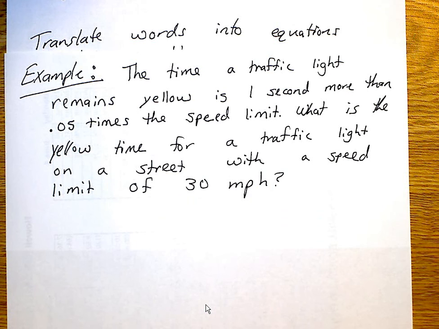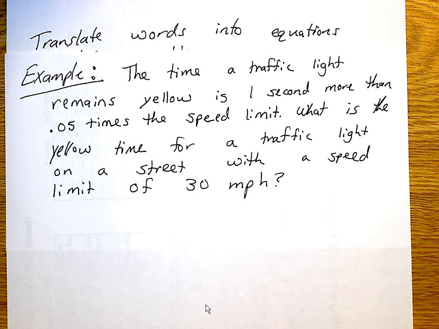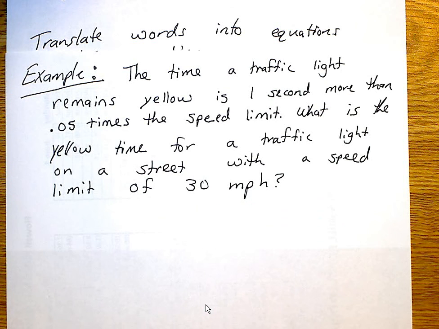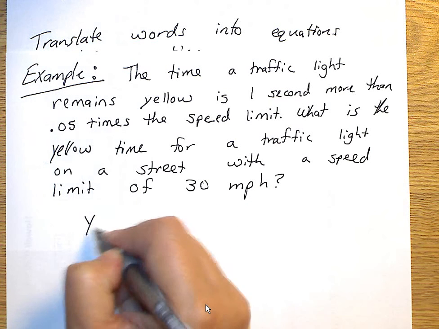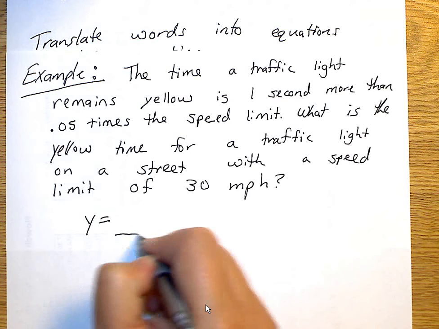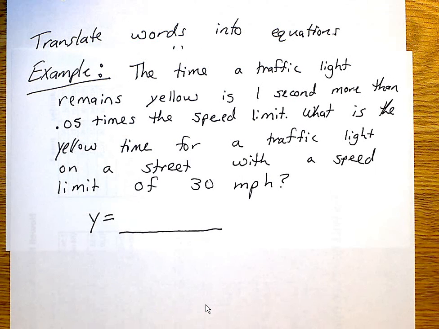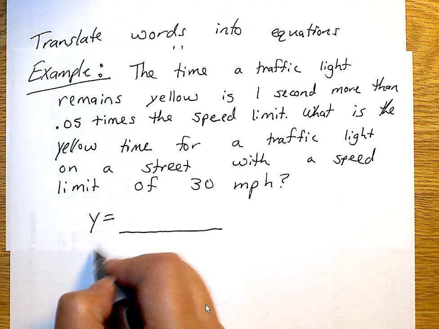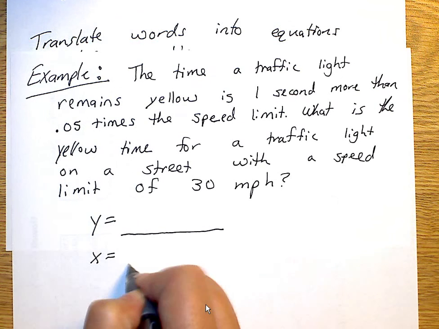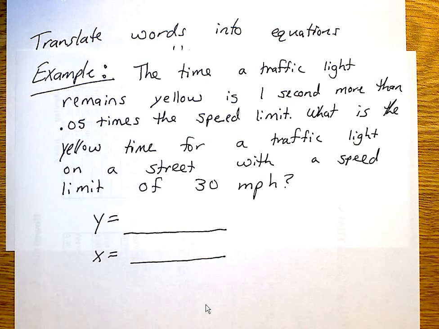All right. The first thing I want you to do is tell your shoulder partner what you think our y is going to equal in this, and what our x is going to equal, because we're going to have our two variables, and I want to see if you know what those two things are going to equal.